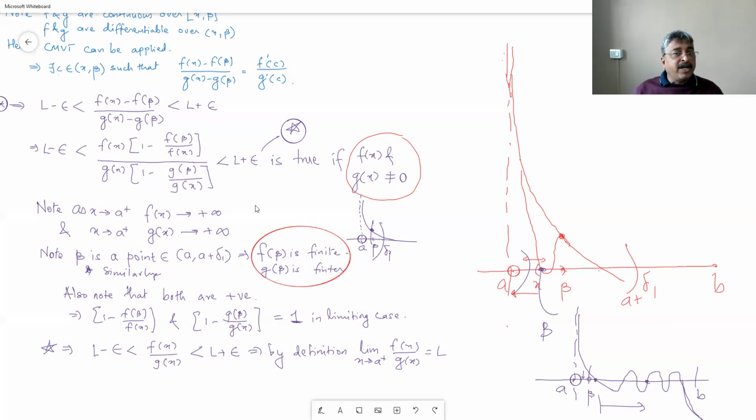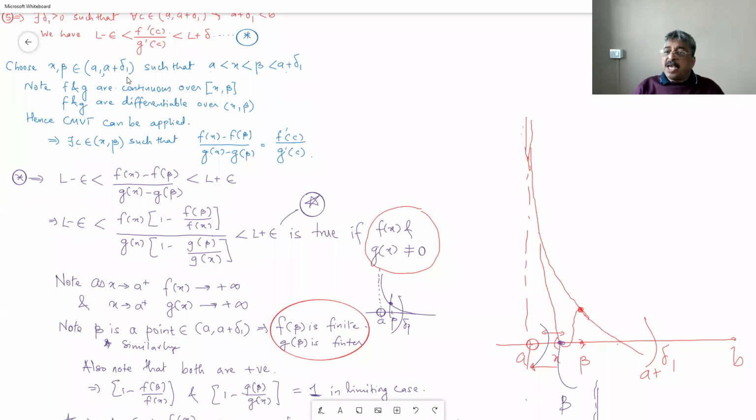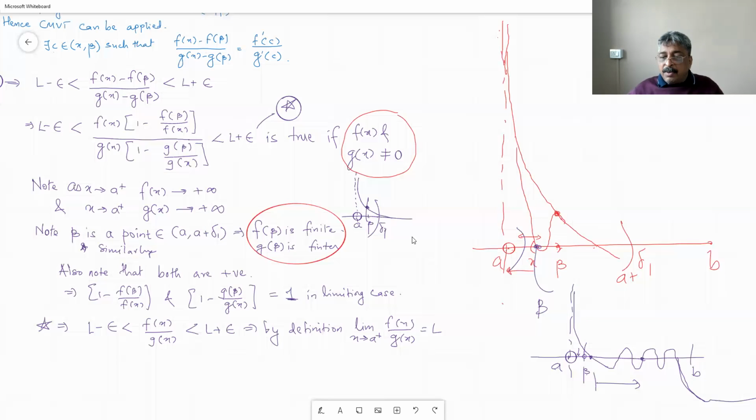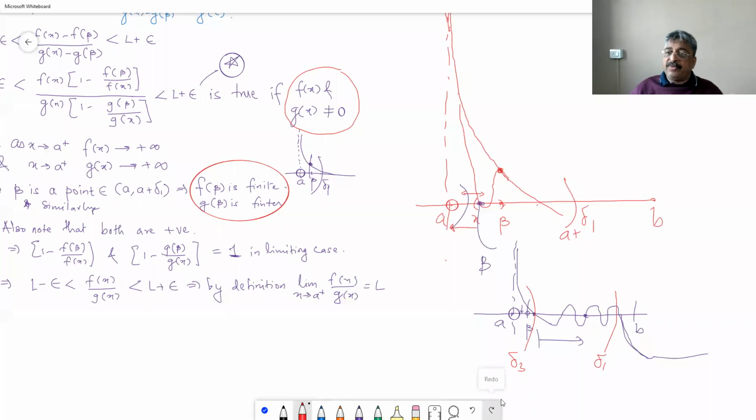I think we have chosen one delta somewhere in this proof. This is delta 1. In this diagram, if suppose this is your delta 1, then delta 1 is not the right choice. You will have to have delta 3 or delta 4, which is going to be your correct choice. Minimum between them you have to choose, and then complete this x comma beta proof for A to delta 3 or maybe delta 4 or delta 6.